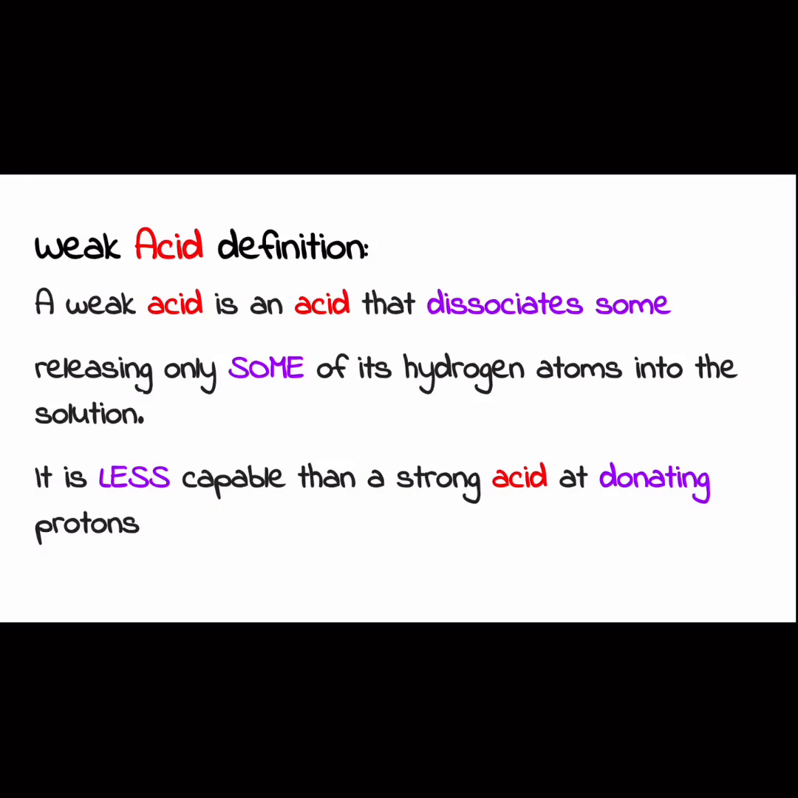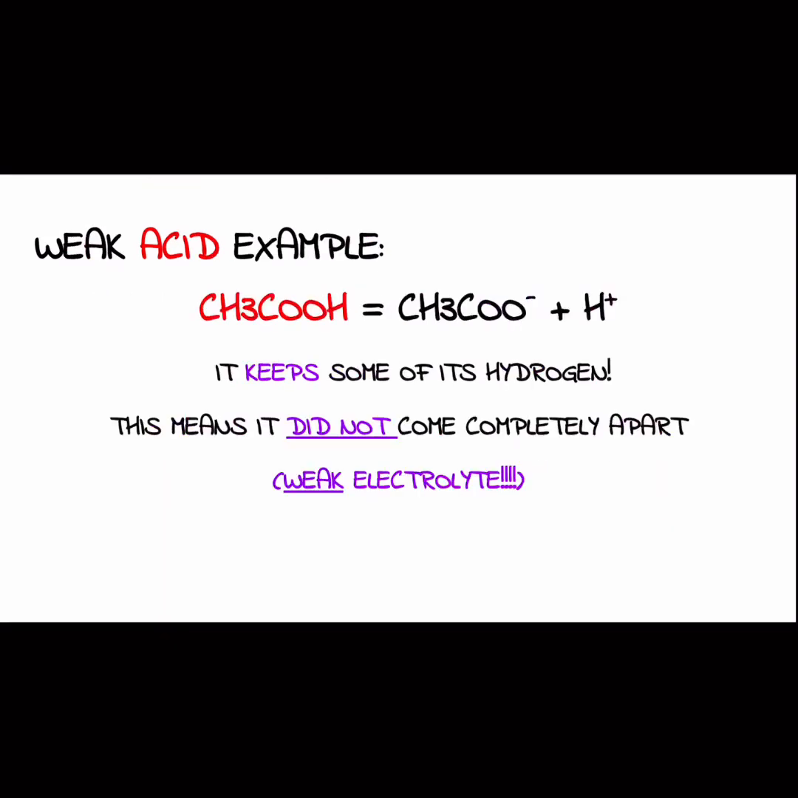A weak acid is an acid that dissociates some, releasing only some of its hydrogen atoms into the solution. So it's less capable than a strong acid at donating protons. It's just going to donate a few, the other ones are going to stay together. So an example of that is CH3COO- plus H+. That's what it becomes when it dissociates. So it keeps some of those hydrogens, gives some of them away.